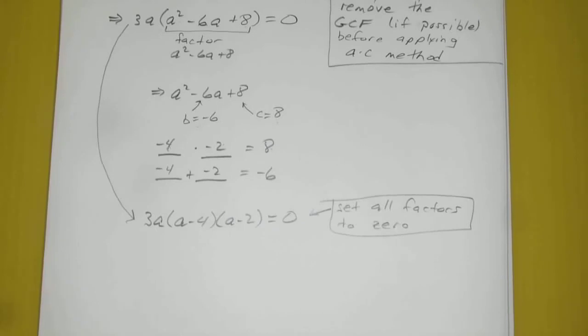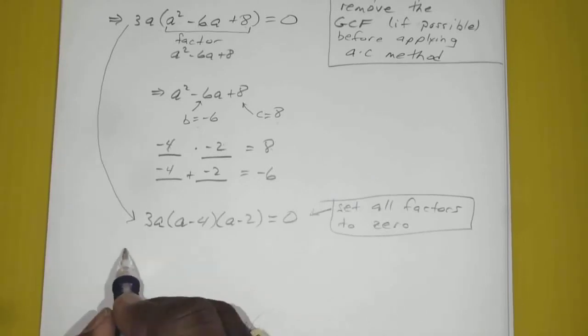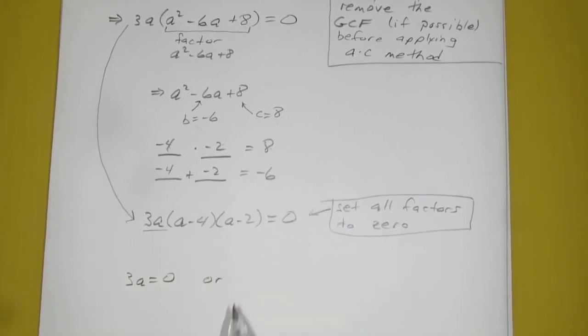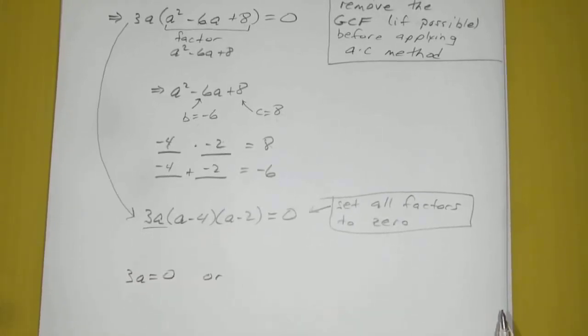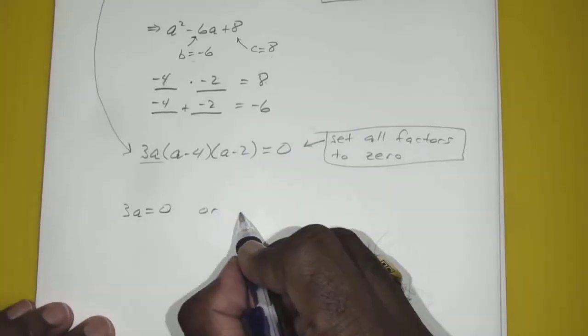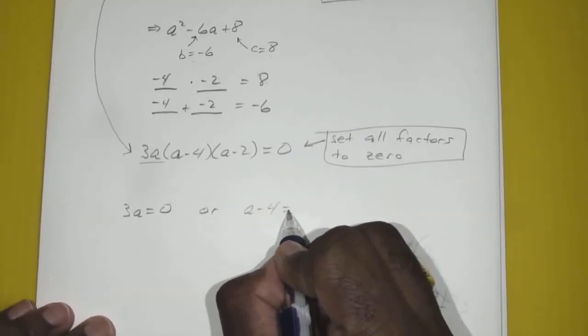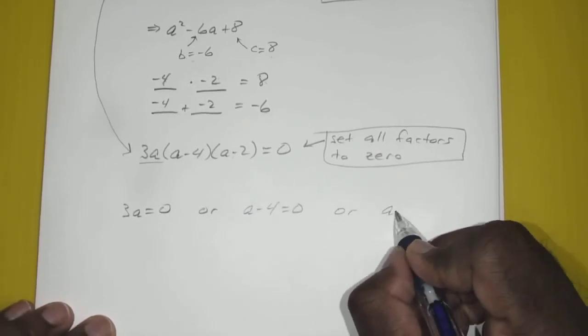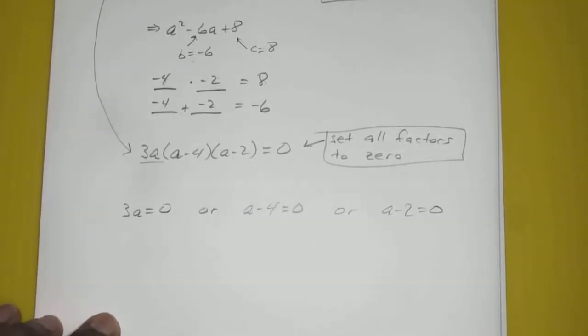Okay, so factoring it out is your immediate goal. And once you factor it out, it kind of goes downhill from there. So that means 3a can equal 0, or a minus 4 can equal 0, or a minus 2 can equal 0. Any one of those would work.